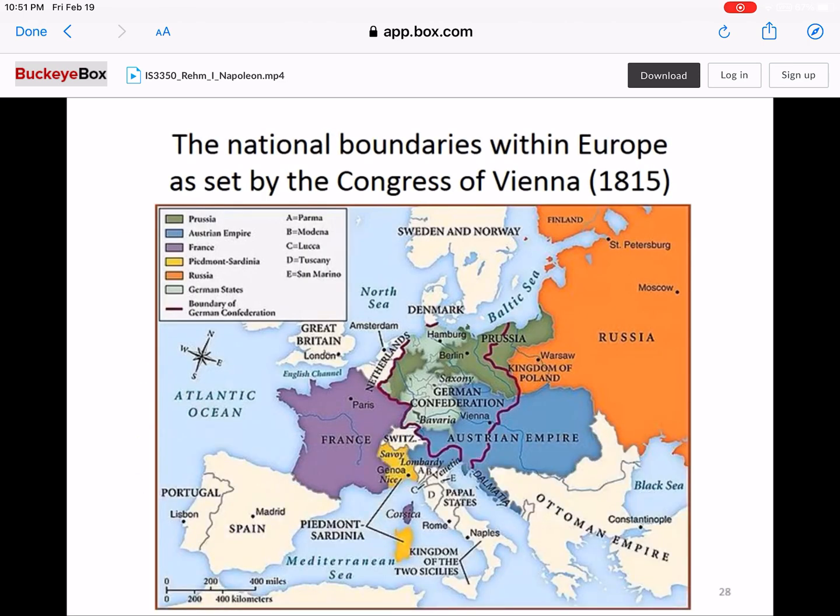This is a map of the national boundaries within Europe as set by the Congress of Vienna, and you see that France is now somewhat smaller, and more importantly, you see the boundary of the German Confederation here, which will be an area that now in the 19th century will be sorted out. What will happen is that Prussia up here will lead the unification of some German states to Germany, and in Italy we'll see a similar event, which is the unification of Italy, but it happens in a different fashion, as we will see.